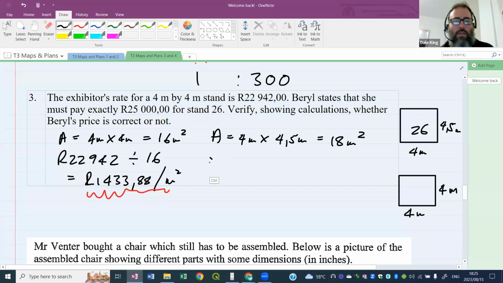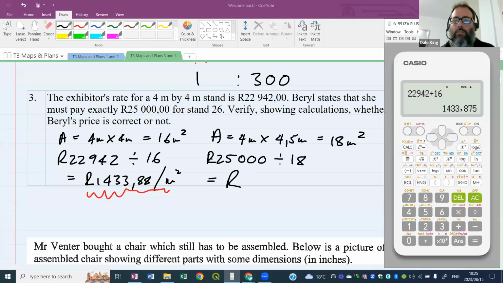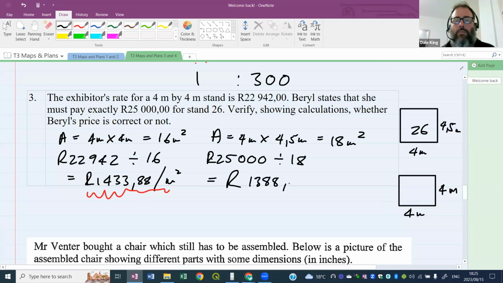All right. So we can apply the same thing. We can take Beryl's rand value, which is 25,000, and divide that by 18 and see what she gets. 1,388.89. Well, it sounds like it's not the same. All right, so this is what Beryl's getting per square meter. So verify, showing calculations, whether Beryl's price is correct or not. Now, if I was Beryl, I would keep my mouth shut because it looks like she's paying less per square meter than the other people. She's only paying 1,388. Everyone else is paying 1,433 for a 4 by 4 meter stand. So she should be keeping quiet. But Beryl does the right thing and she says, no, guys, this is not right, isn't it? It's not right, eh, Ben?